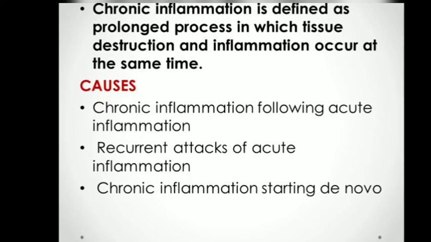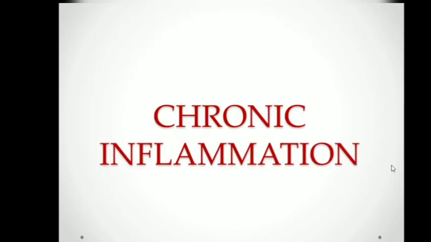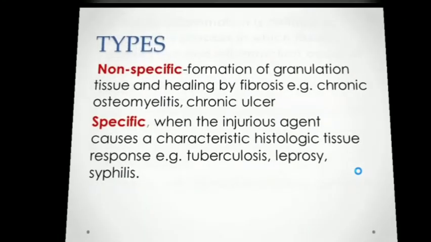And third, we have chronic inflammation starting de novo. So when infection with organisms of low pathogenicity is chronic from the beginning, for example Mycobacterium tuberculosis, that includes chronic inflammation starting de novo. Now let's discuss the types of chronic inflammation.